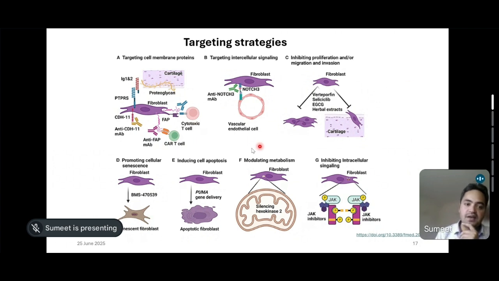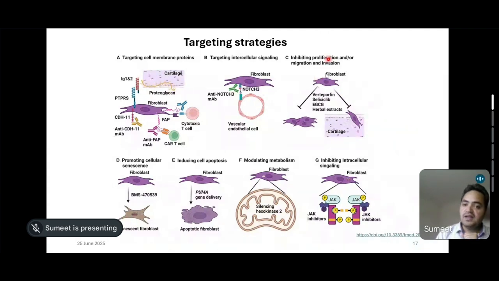And what you can see here is, if you have a fibroblast population which you know is very specific to a particular disease and is increased in an inflammatory condition, one can use antibodies specifically targeting some of the cell membrane proteins expressed by the fibroblast, or it could be done by using some of the monoclonal antibodies with a CAR T cell type of approach or a cytotoxic T cell type of approach. One can also target some intracellular signaling like the Notch3 pathway, and there are some monoclonal antibodies which people are testing to target a specific fibroblast population in a preclinical model.